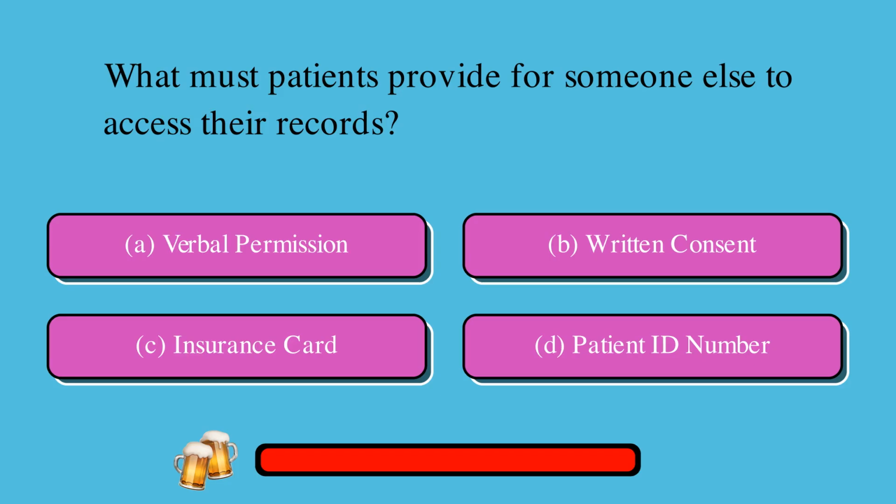What must patients provide for someone else to access their records? A, verbal permission, or B, written consent, or C, insurance card, or D, patient ID number? The correct answer is B, written consent.